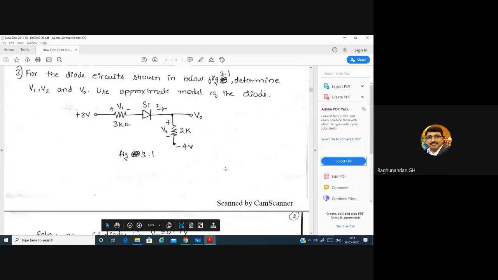Now, after this, the next one is: for the diode circuit shown below, determine V1, V2, V0, using the approximate model of the diode. Whenever they ask you to use the approximate model, you have to consider this silicon diode as 0.7 V, so silicon diode should be 0.7 and you'll be using a battery instead of the diode.